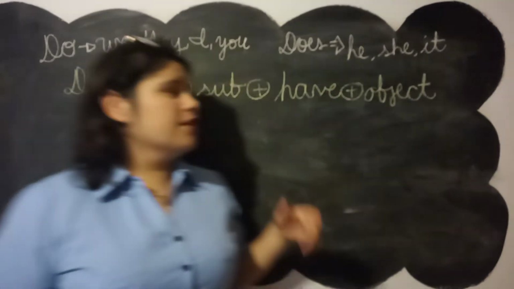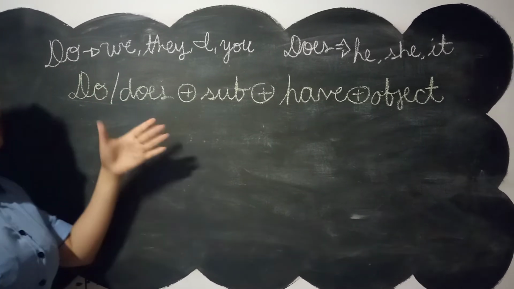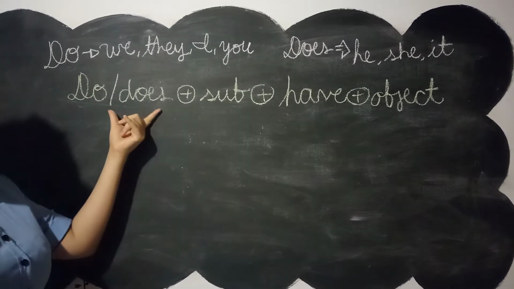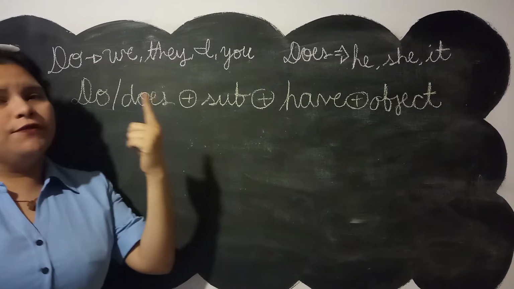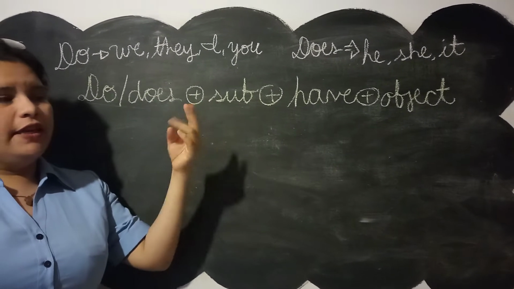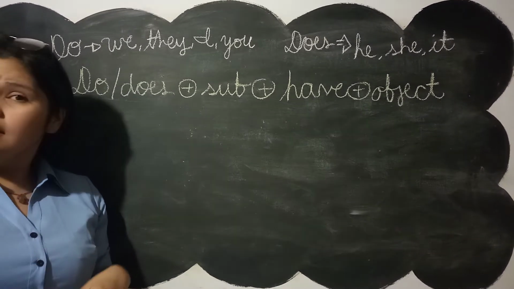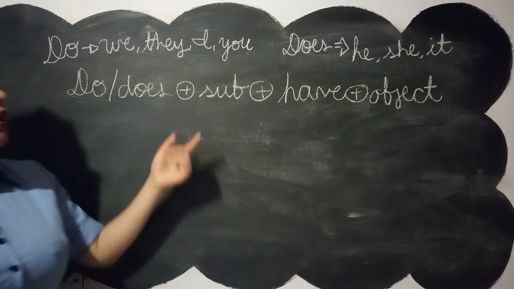Here, we have the structure for questions. We have 4 elements for questions. Do or does. Only one of those. Solamente escogemos uno. Subject, he, she, it, we, you, they, or the name of a person.